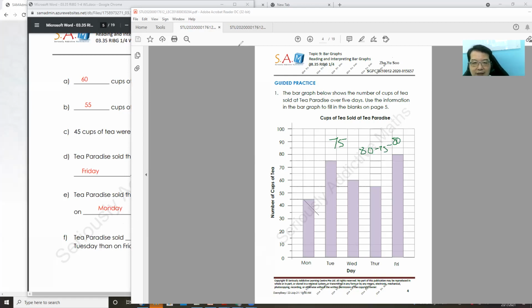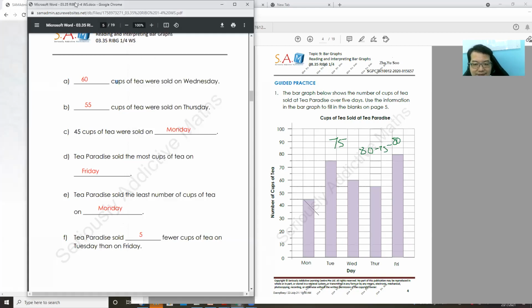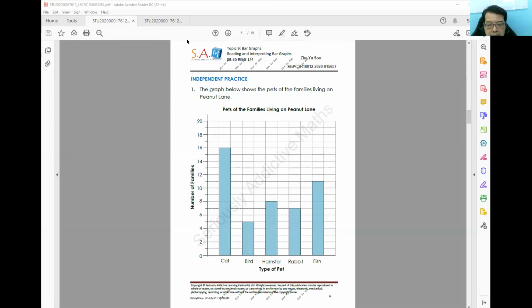Okay, all right. Did you all get all the answers correct? Good job, right? Okay, so let's move on to the next question. Please turn to page 6 if you have your booklet with you. If not, we will just use what you see on the screen as reference.